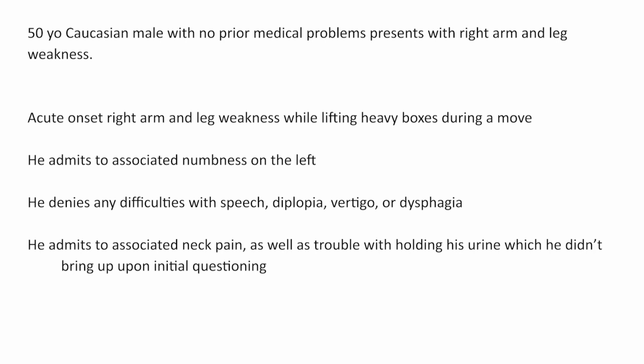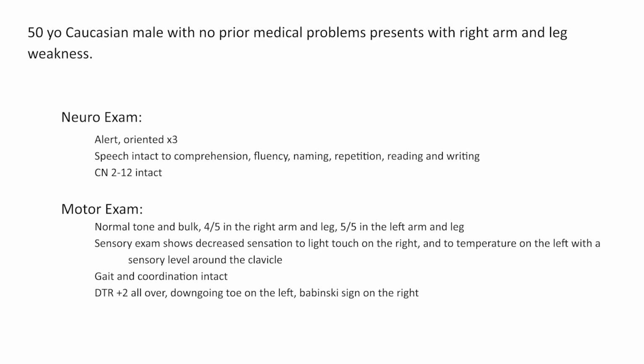So the patient says that he had acute onset of right arm and leg weakness. He was lifting heavy boxes during a move, and all of a sudden he noticed that he had some right arm and leg weakness. He also admits to associated numbness that's on the left. He denies any difficulties with his speech. He has no diplopia, no vertigo, no dysphagia. He admits to associated neck pain, as well as trouble with holding his urine, which he didn't bring up upon initial questioning. His neurological examination shows that he is alert and oriented ×3.